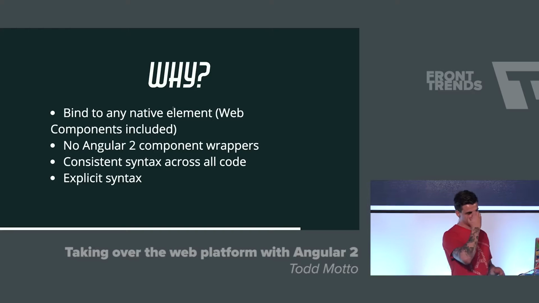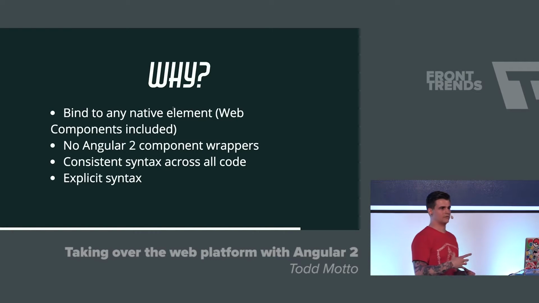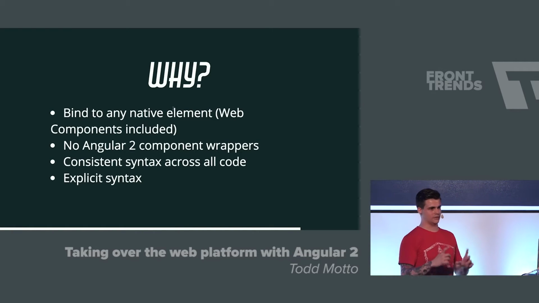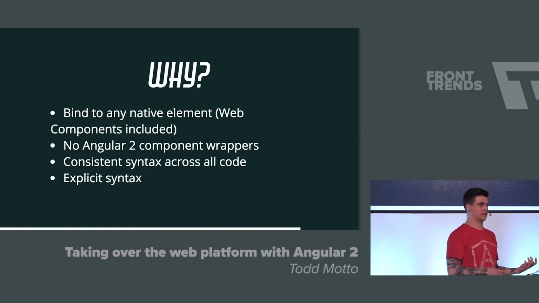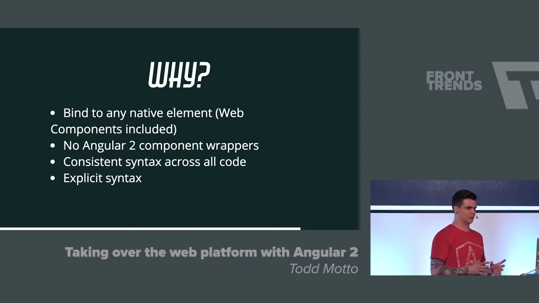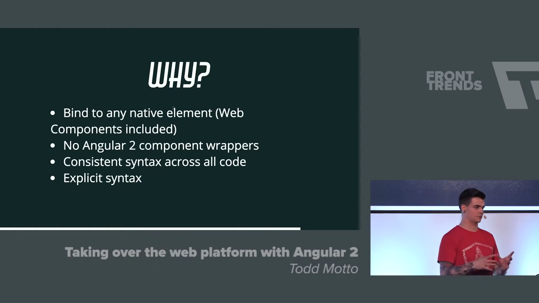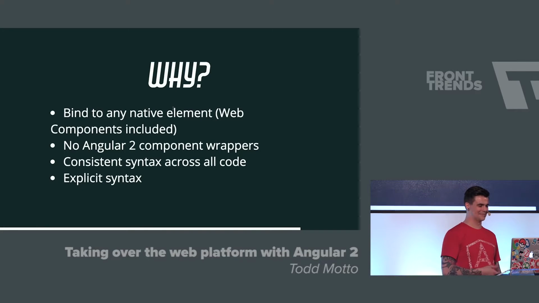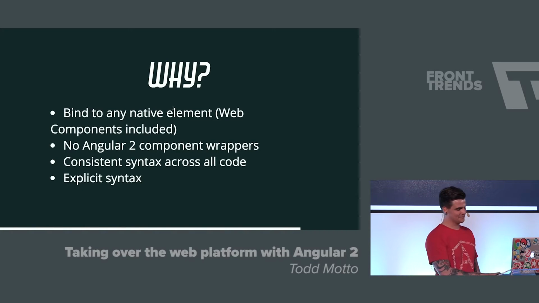We've got consistent syntax across all the code, and once you get your head around the template syntax with the square brackets and the round brackets, it actually makes sense. When I first looked at it, I was like, you guys are crazy. But once you think properties for data in square brackets, round brackets for events, it gives you a consistent syntax across your teams.